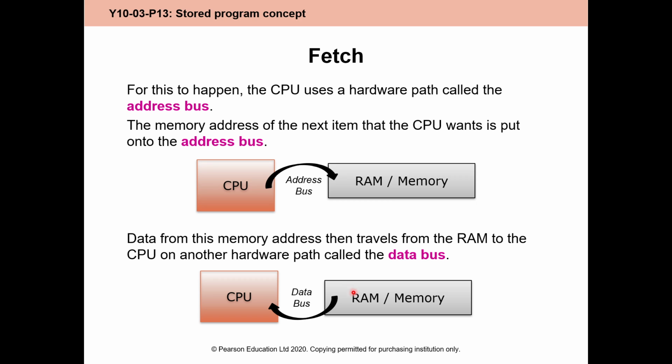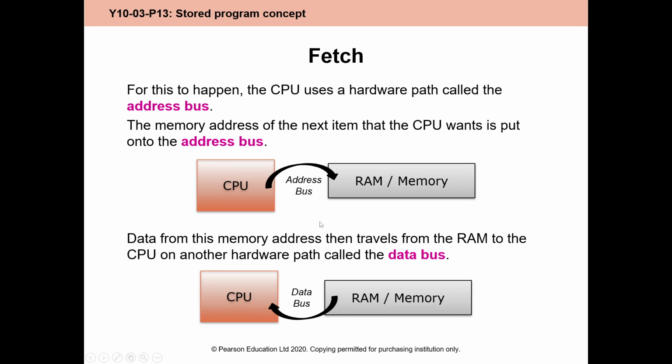Okay, so the RAM has received a value like 0 on the address bus, and that says, where am I going to get my instruction from? The RAM needs to reply and send the actual instruction to the CPU, and it doesn't send the instruction down the same bus. It sends it on a different bus. It's the data bus. It's the actual instruction or the actual value.